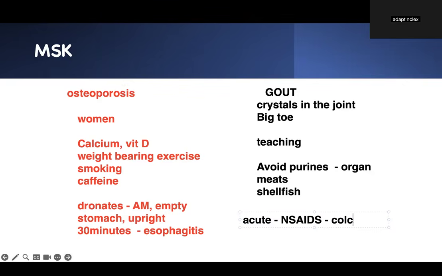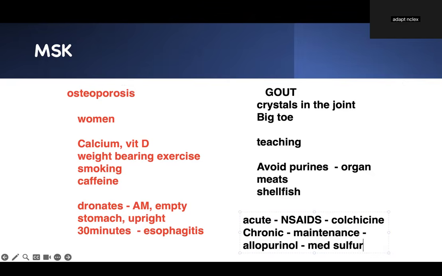And the one we use is colchicine. This is the easy one we use. Remember that, colchicine. That is the common one we use. But in a chronic phase, that means we're trying to use maintenance. We're trying to prevent acute flare. So what do we use? Allopurinol. This medication is a sulfur drug. Therefore, everything you know about sulfur drugs, you can apply. Stevens-Johnson is the biggest problem.